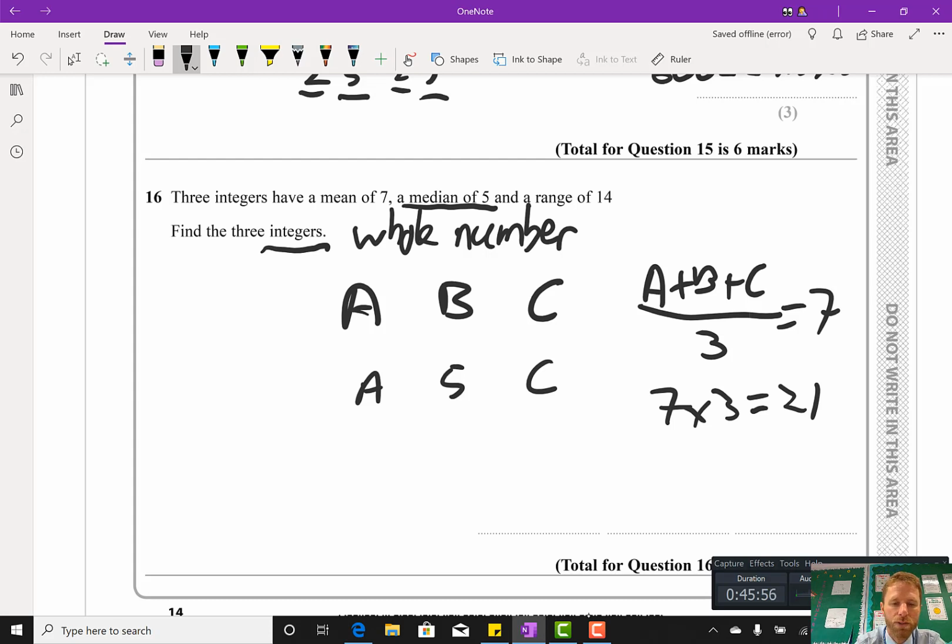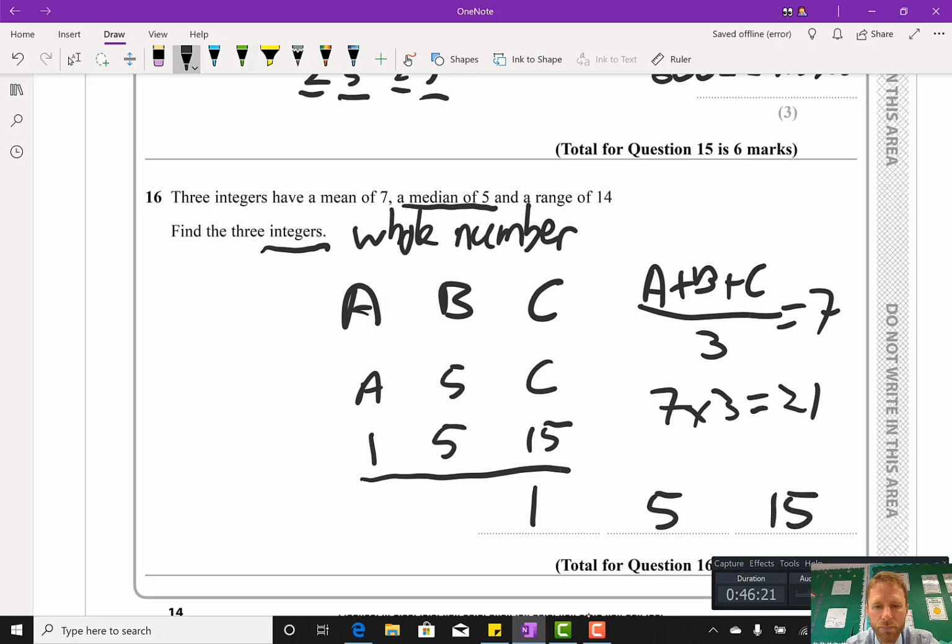So I could just immediately go, right, 1, 5, and 1 plus 14 is 15. I've now got a range of 14. 15 minus 1 is 14. And I've got 5. Does that add up to 21? Happy days. 15 add 5 is 20, add 1 is 21. There are my 3 answers, 1, 5, and 15. So as I said before, knowledge of how a mean is worked. Median is in the middle, and the range, remembering the range is the highest number minus the lowest number.